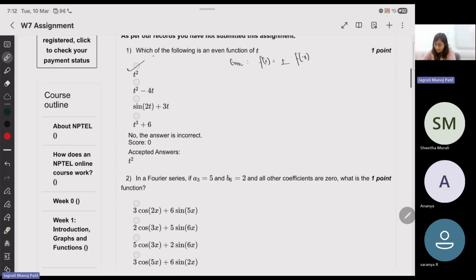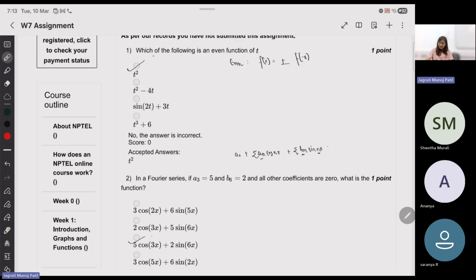Next one. So here, just see how you write the Fourier series. Have something as this, then you have something as this, and then you have this. Of course, you have summations in between. So you have the Fourier series. If A3 is 5, B6 is 2, all other coefficients are 0, what is the function? So you have n's here, but the values for them are given, and all others are 0. It will be the third option.